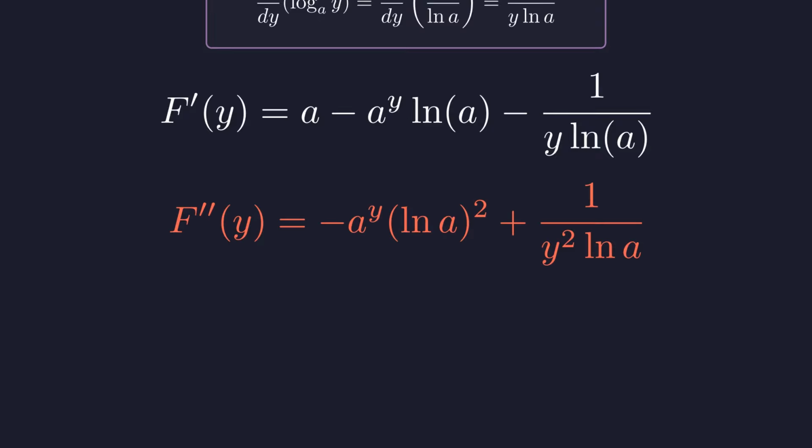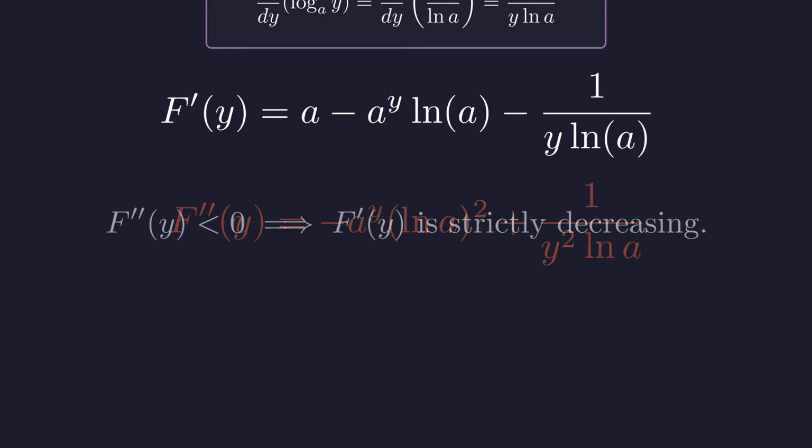Now here's the crucial observation. Since a is between 0 and 1, its natural logarithm is negative. This makes both terms negative, so the entire second derivative is negative. And when the second derivative is always negative, that tells us the first derivative is strictly decreasing everywhere.